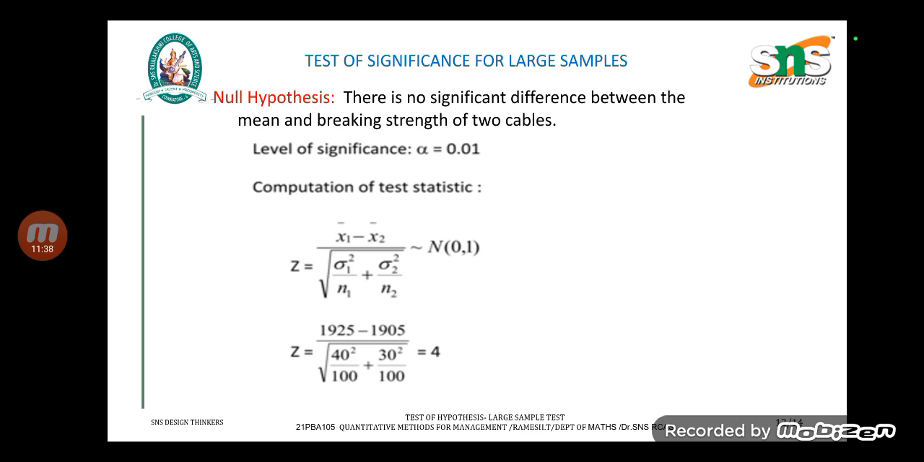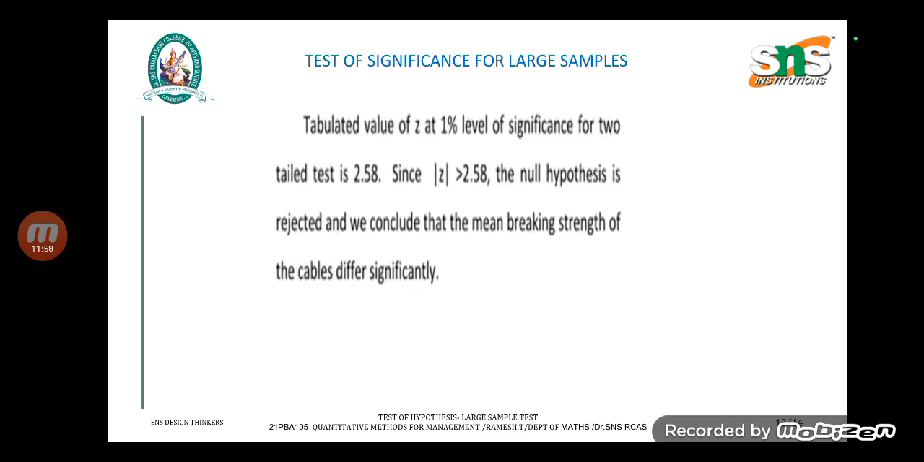The first average is 1009.25 and the second average is 1009.5, divided by the root of the standard deviation of the first data, 40, so 40 square divided by the number of data, 100, plus the second standard deviation, 30, so 30 square by 100. After reducing that, we get the value 4.